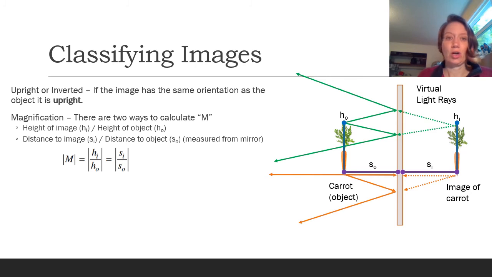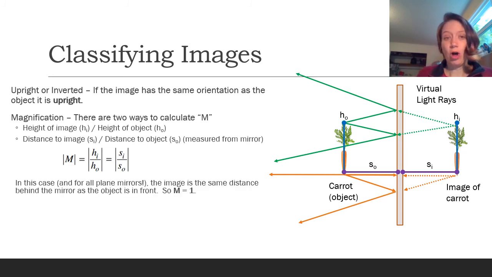As far as units go, it doesn't matter what your units are so long as you are consistent. Whatever you measure the height of the object in, if you use the same units for the image, the units are going to cancel out. Magnification is a dimensionless value, which means it's just a number. It doesn't have any units because no matter what units you use, they cancel out in that equation. So in this case, and for all plane mirrors, the image is actually the same distance away from the mirror as the object is, and you could prove this with a geometrical proof if you wanted to. So the magnification of objects in plane mirrors is equal to 1.